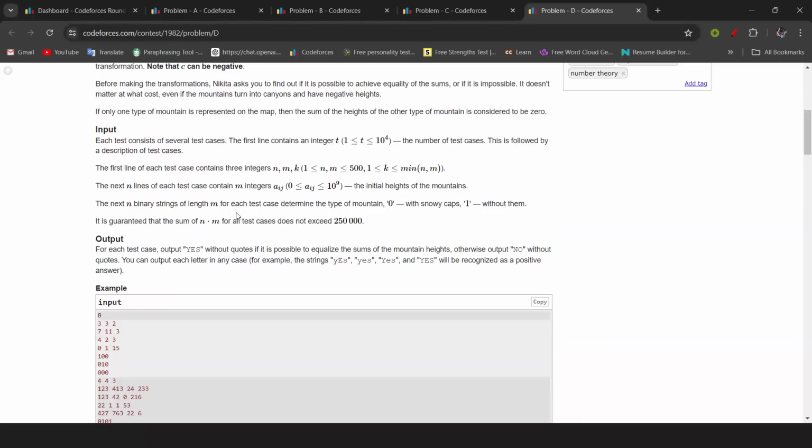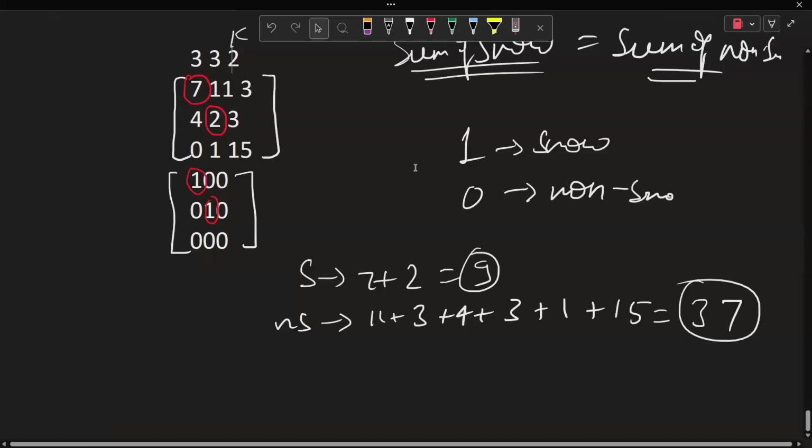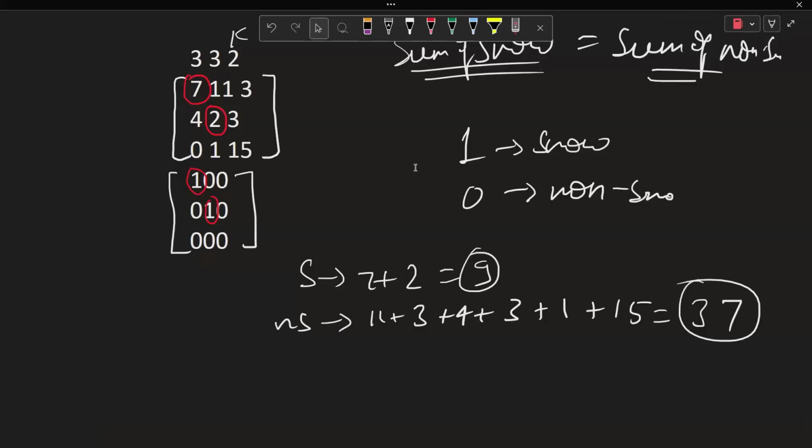You can take it as the sum over all test cases. And this k is min of n and m, so k cross k would again be of 2e5 order. So you have to do it in O of k or O of n into m kind of order. Now, how can you do this?